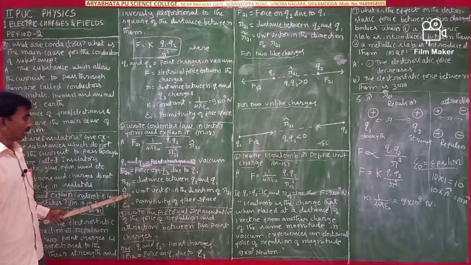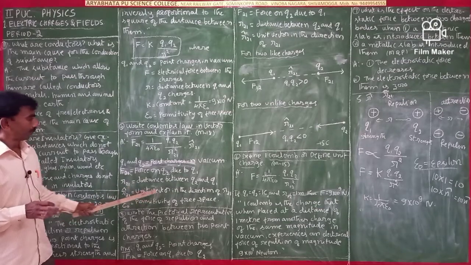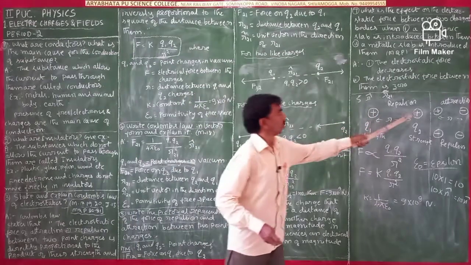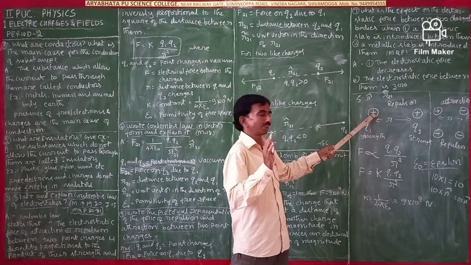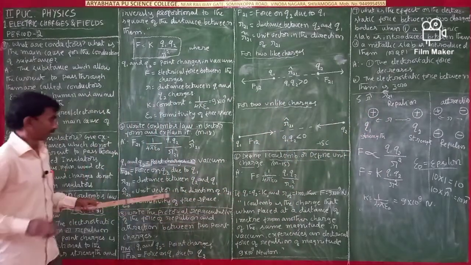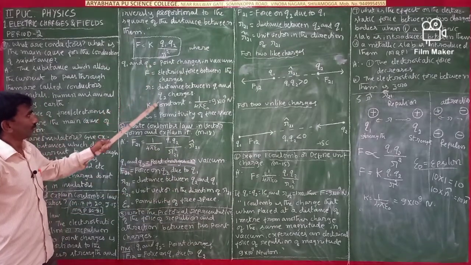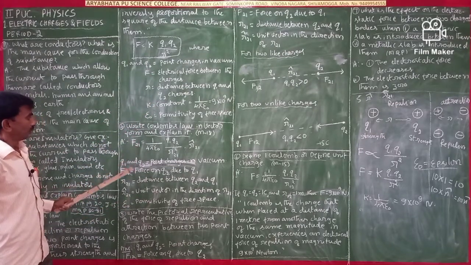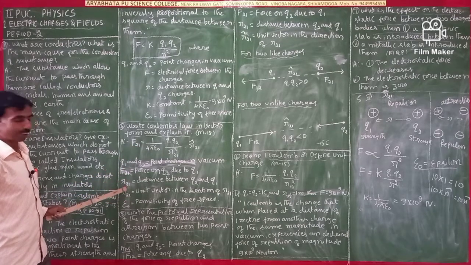R21 is the unit vector, which shows the direction: the unit vector in the direction of R21. From Q2 to Q1 we have to measure; the unit vector always says Q2 to Q1. Epsilon naught is the permittivity of free space. The same example I have written here, you have to write in vector form. R21, R12 all show the direction.